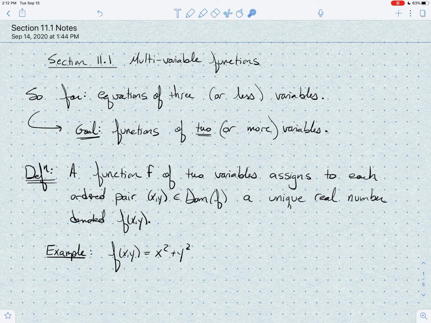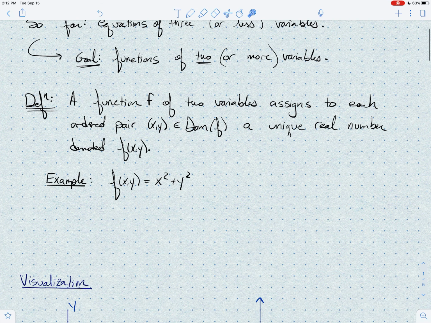So today our goal is to study functions of typically two variables, sometimes more, and see what they mean, how we can interpret them, and so on and so forth. So, definition: a function f of two variables assigns to each ordered pair x, y. There's two variables now, not just x, but x and y. It assigns to each ordered pair in its domain a unique real number denoted f of x, y.